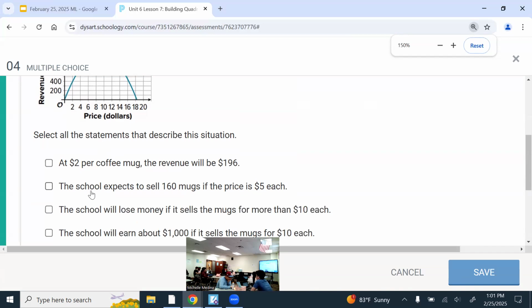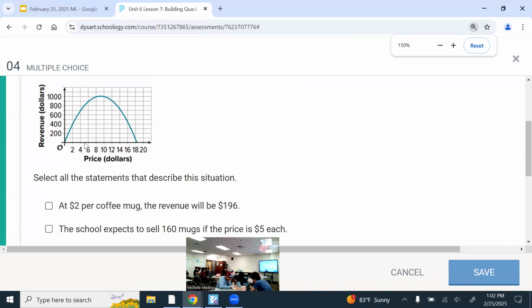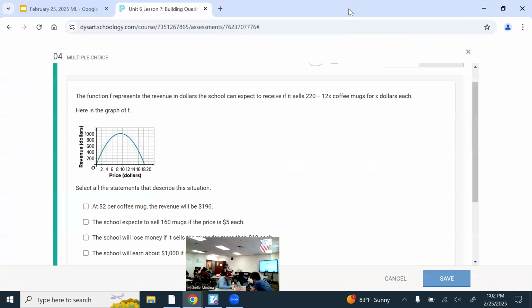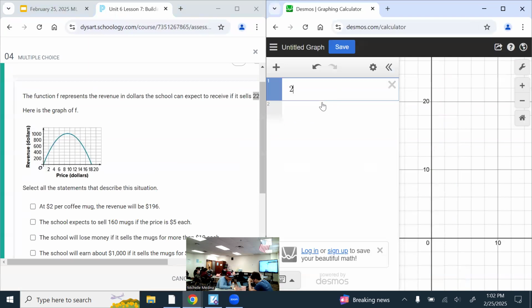Okay, the next one. The school expects to sell 160 mugs if the price is $5 each. So let's see, the price is $5, so look at the x. Does it touch? I really can't get that information from the graph. Let me see. Does it say how much I'm selling the mugs for? Okay, hold on. It does say 220 minus 12x coffee mugs. So let me play around with that. 220 minus 12 times x, x being the price.